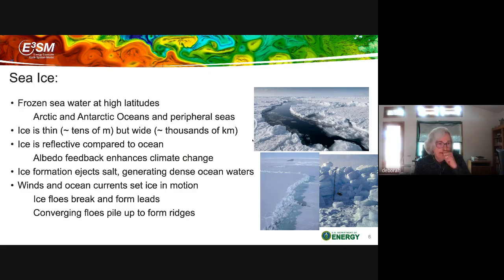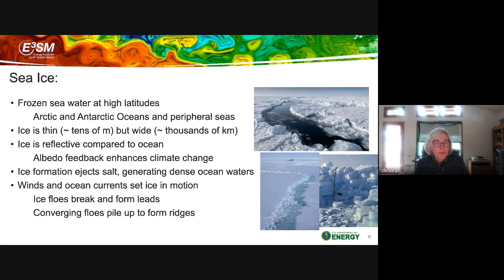So as the climate warms and you have less ice, then you have more dark ocean, a less reflective surface. And so you're reflecting less of the incoming solar radiation, and so you tend to heat more. And so this is a mechanism that is important for studying climate change.